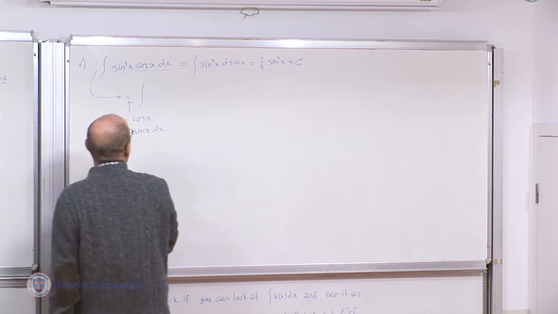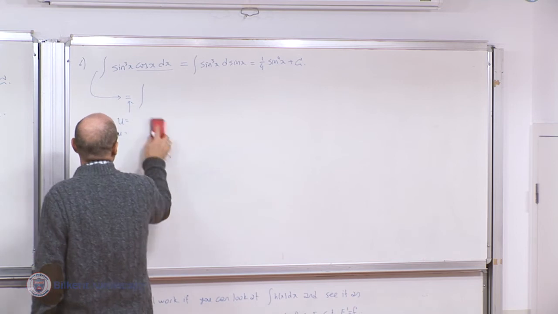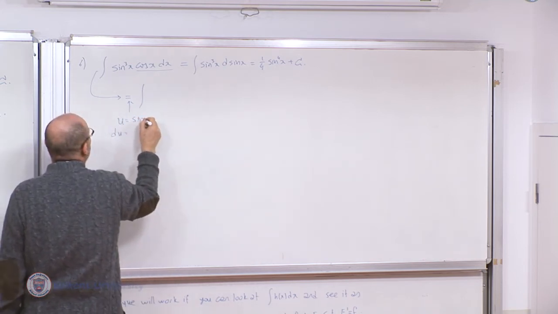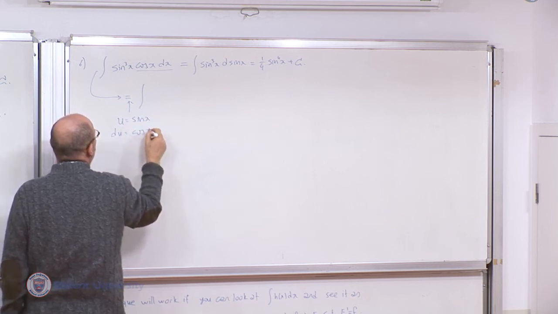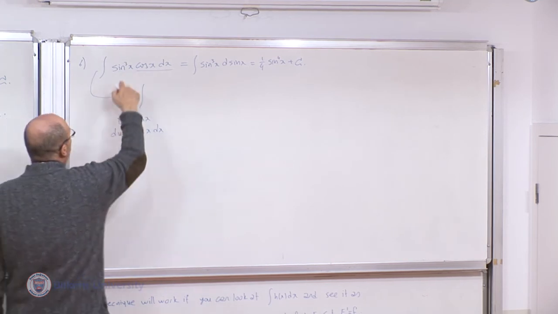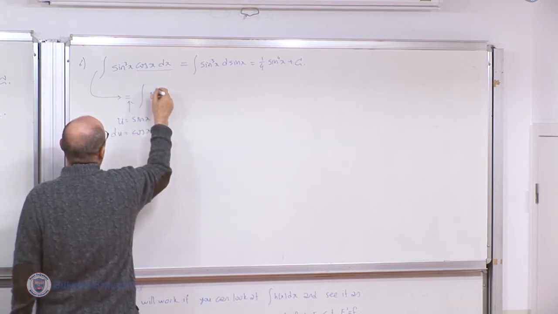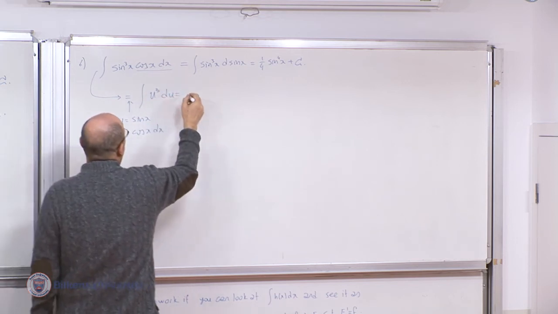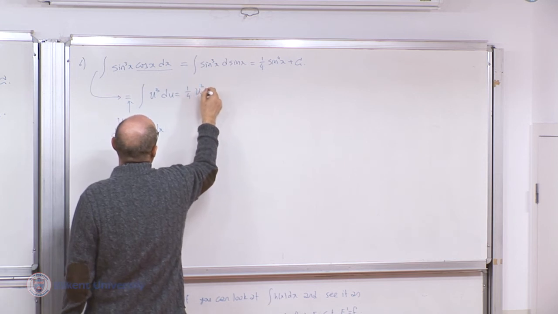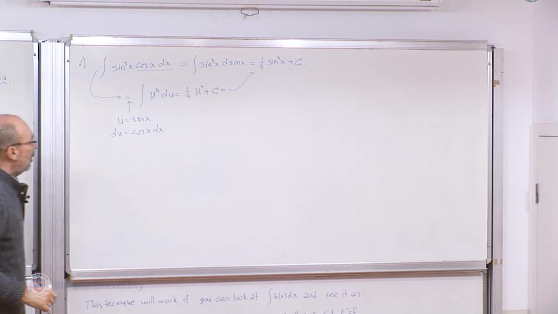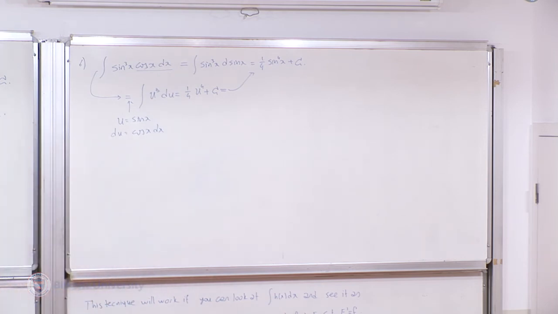No, I want to do it the other way around. u equals sine x. Okay, this is what I did here. u equals sine x. du is cosine x dx. Okay, now I can express everything in terms of u. This is u cubed. And cosine x dx just appeared here, du. And I have 1 over 4 u to the power 4 plus c. And then this thing is equal to this one.